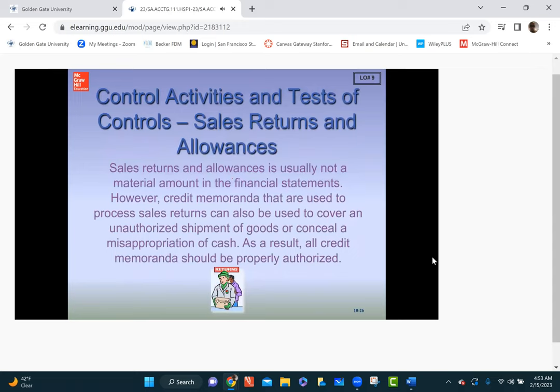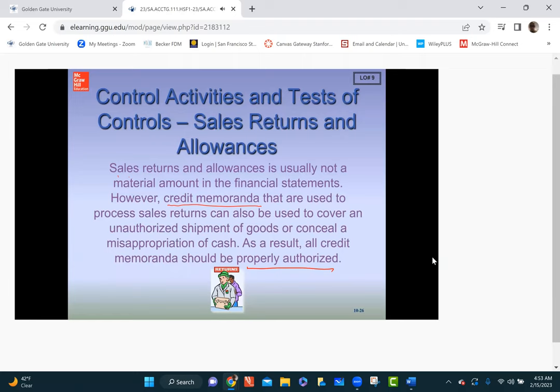Okay, good. You're looking for tests over controls for the allowance for doubtful accounts and for sales returns and allowances, which is this slide. I'm thinking ahead a little bit. We're going to get into accounting for the allowance for doubtful accounts in a second. But again, if there's a credit memo, the credit memo is going to have to be properly authorized. I think a credit memo really should be authorized by someone who does not have custody of the cash. You're going to have a separate authorization. That's something that would probably happen at the treasurer level.